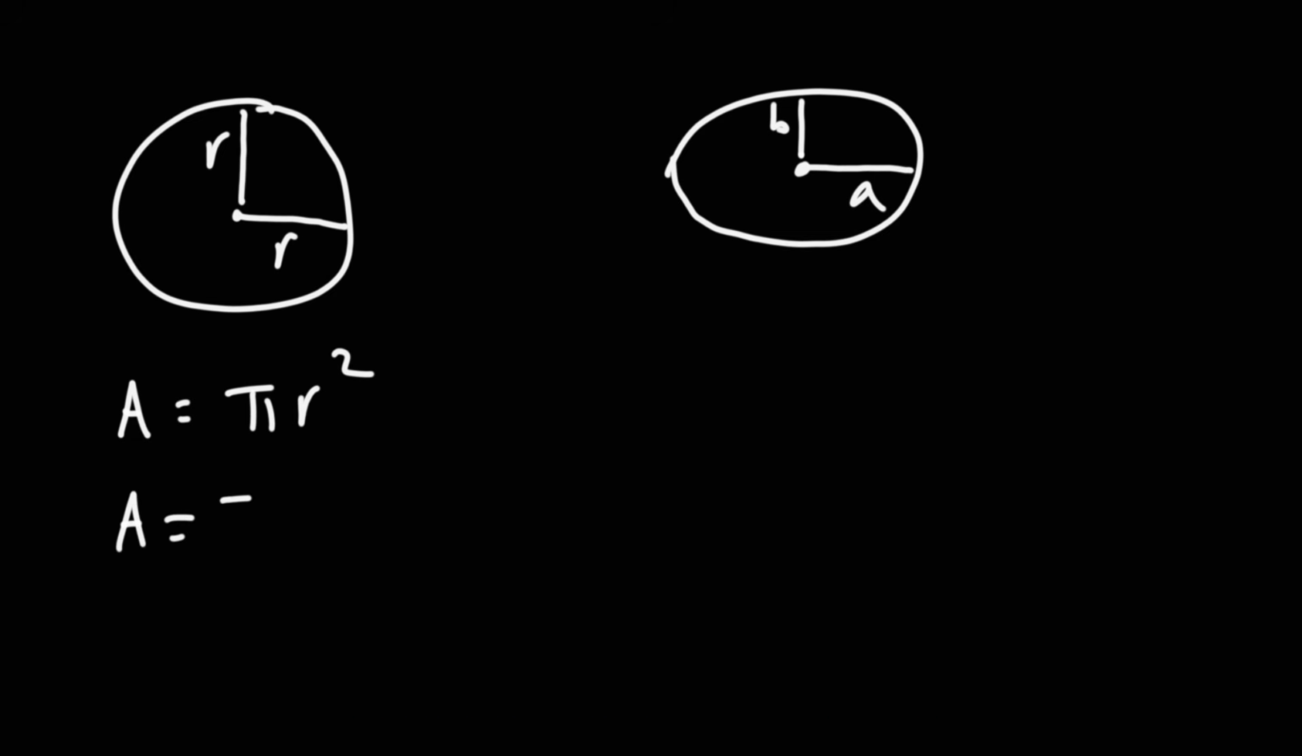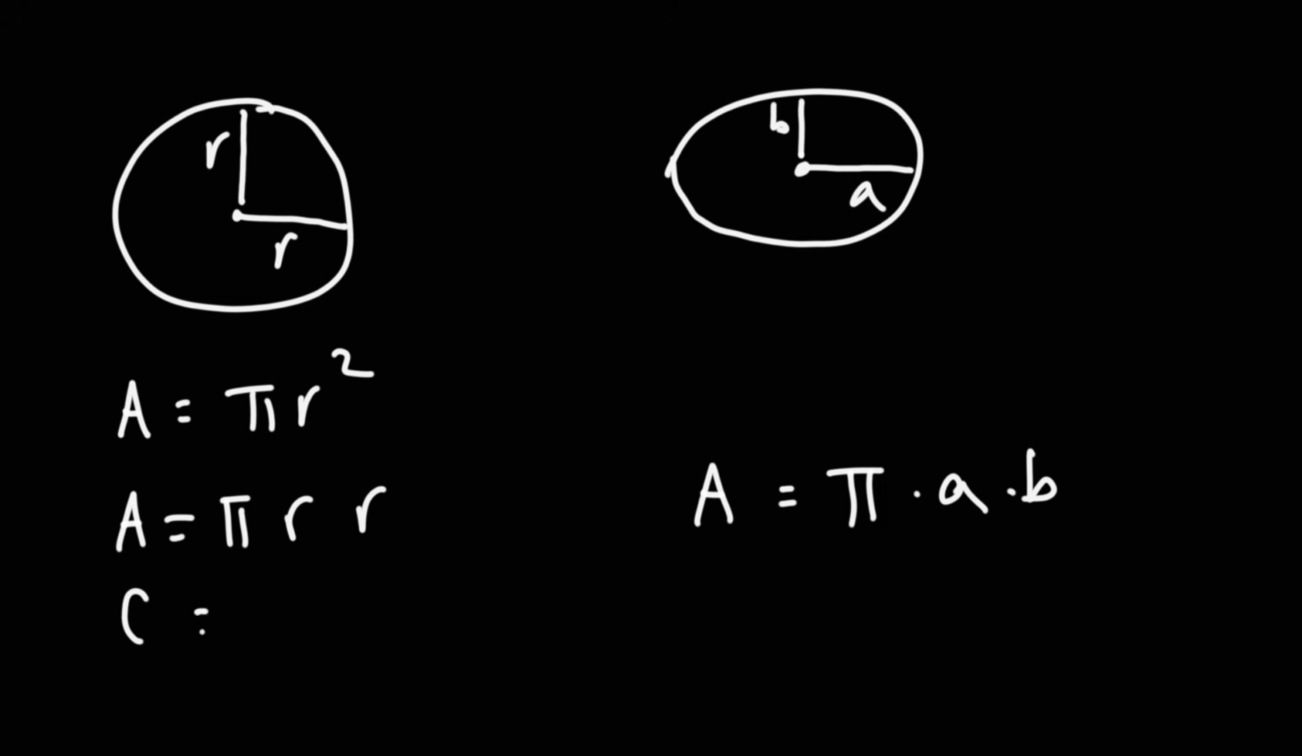Now let's talk about the area of an ellipse. So here we have a circle, and here we have an ellipse. For the circle, we have the radius r and r. For the ellipse, this can be a and this is b. Now the area of a circle is pi r squared. Basically it's pi times r times r. The area of an ellipse is very similar. Instead of r times r, it's pi times a times b. So you can see the similarities there.